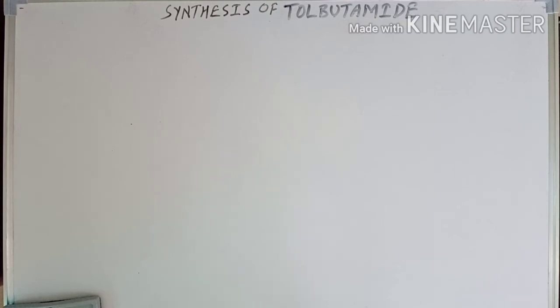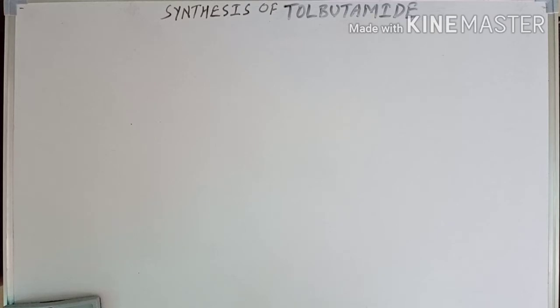Today I am going to discuss the synthesis of tolbutamide. Tolbutamide comes under the class antidiabetic agent, and in the previous lecture we have already seen the chemical classification of antidiabetic drugs. Tolbutamide comes under the class sulfonylurea derivative.